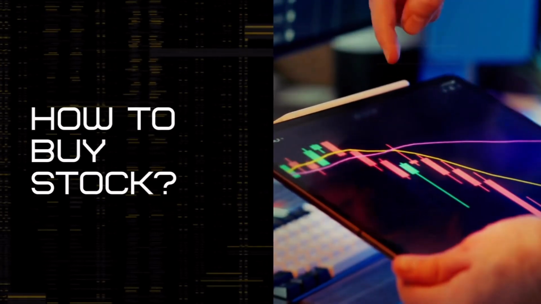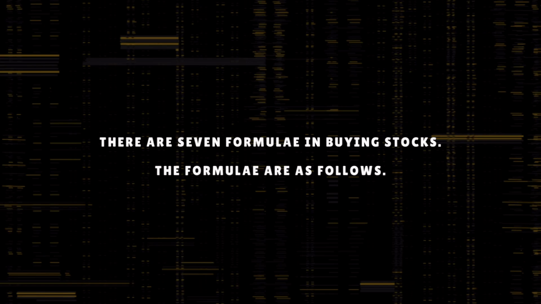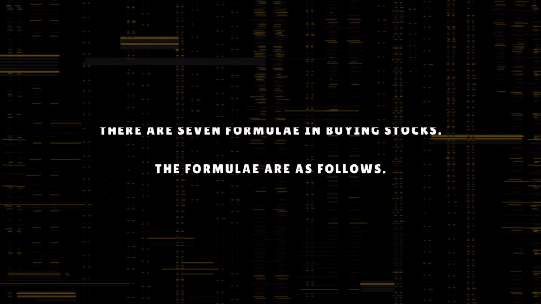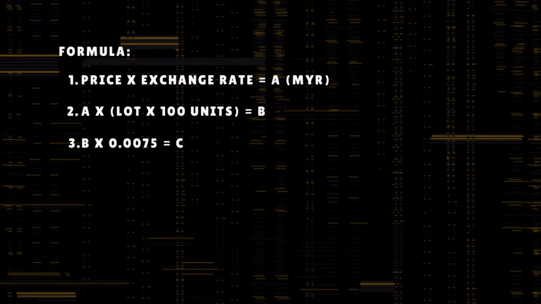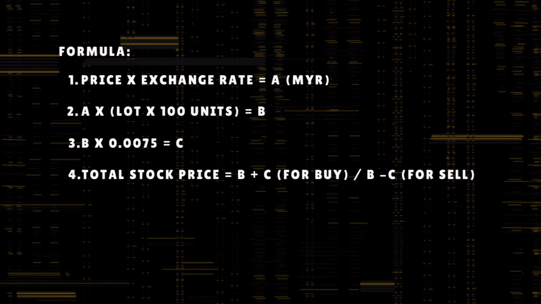How to buy stock? There are 7 formulae in buying stocks. The formulae are as follows. Formula number 1, price times exchange rate equals A. Number 2, A times lot times 100 units equals B. Number 3, B times 0.0075 equals C. Number 4, total stock price equals B plus C for buy and B minus C for sell.